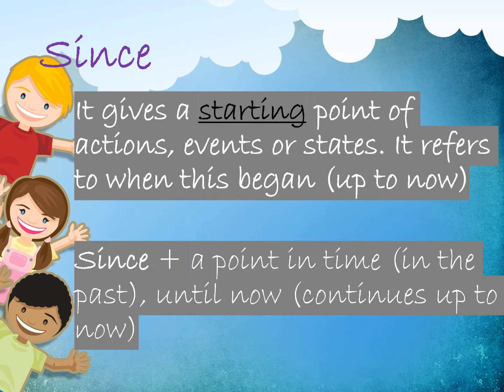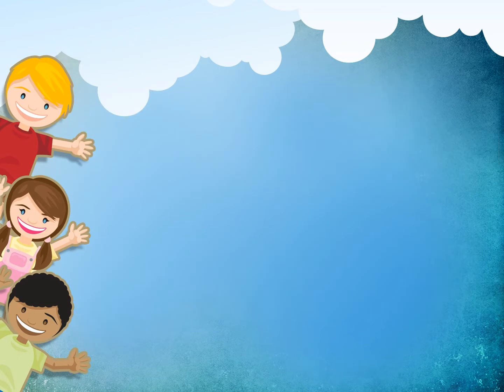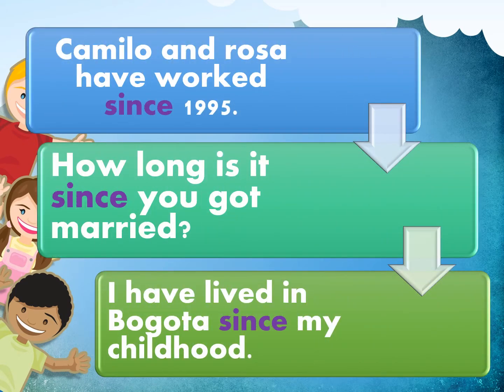Okay? So let's have an example for you to understand it fully. Are you ready? Let's read together. Number one example we have: Camila and Rosa have worked since 1995. Make sure this is in big letters, okay? Camila and Rosa have worked since 1995. We use since because we are talking about Camila and Rosa working, and they started in 1995. Up until now, they are still working.